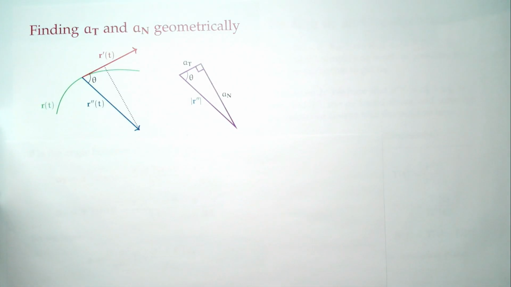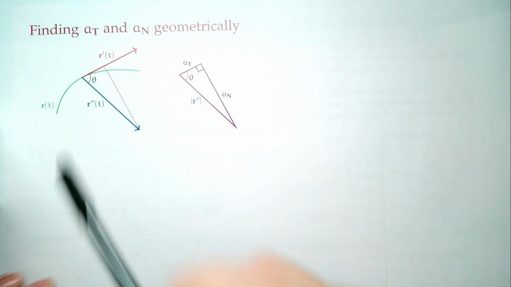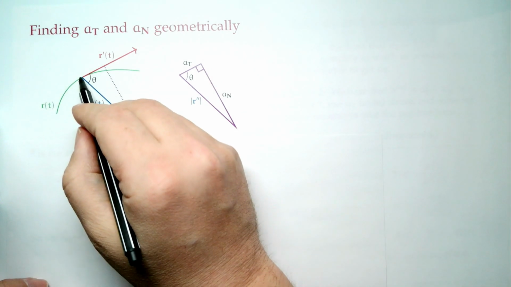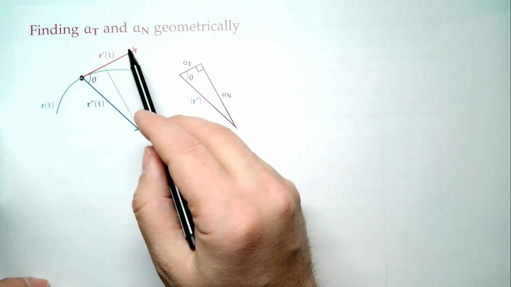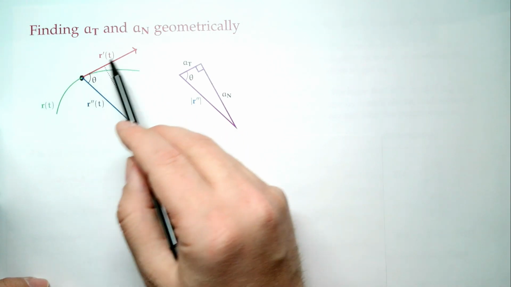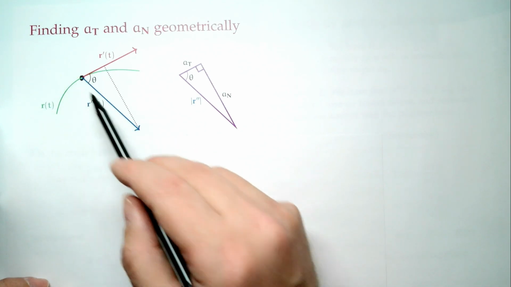Very conveniently, ahead of time I drew the picture. So I have this curve, r of t, that's the green part. So I'm moving along this curve. And what I have is I've marked some vectors. So as I travel this curve, I pick a point. Here's my point. And then I say, well, there's this r prime of t. That's telling me my velocity. And r double prime of t, that's telling me my acceleration.